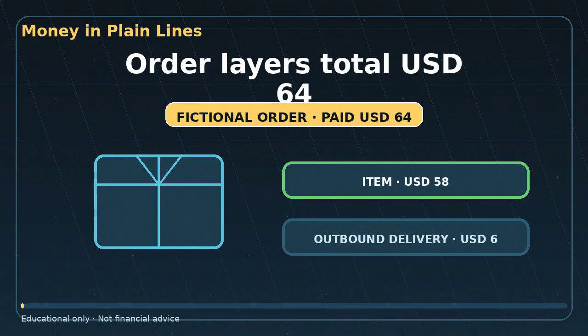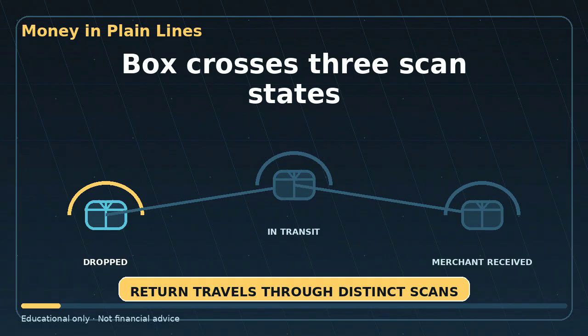A fictional parcel order starts with two visible lines, an item priced at $58 and outbound delivery priced at $6. The card was charged $64, but that original paid total does not automatically become the later refund amount. The customer sends the item back, and the parcel crosses three distinct scan states: dropped, in transit, and merchant received.